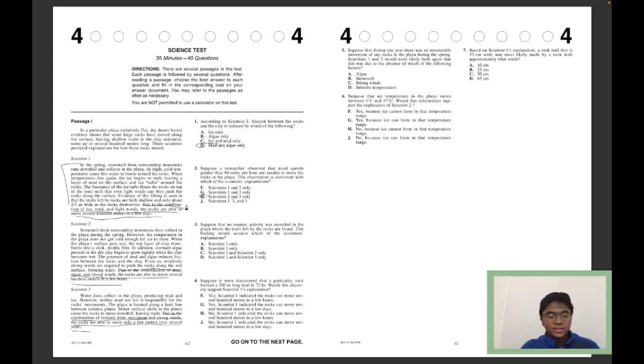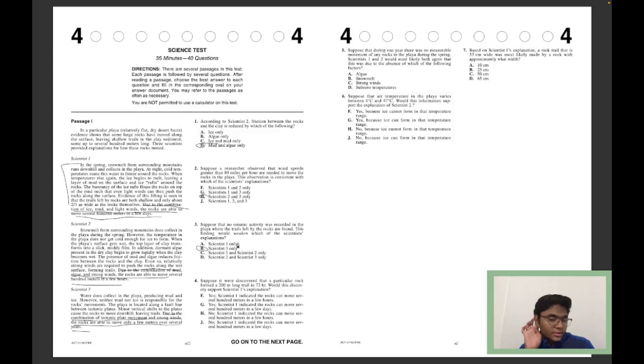H. Suppose that no seismic activities are recorded. This would weaken which of the scientists? So this one says ice, mud, light wind. This one says mud, algae, strong wind. This one says tectonic plate and strong wind. The answer has to be scientist 3 because seismic activity is talking about tectonic plates and earthquakes and all that sort of stuff, and scientist 3 is the only one that's mentioning anything like that.